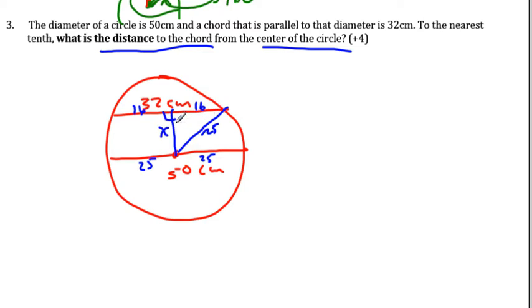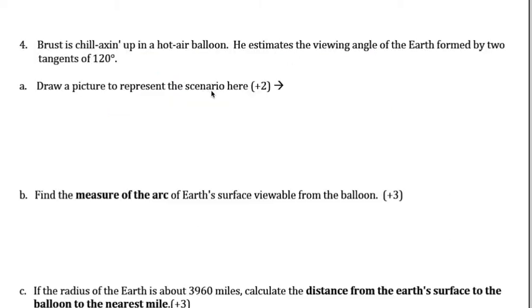So look what we have again, a right triangle. Let's draw the triangle over here. We have, ta-da, 16, x, 25, a squared plus b squared equals c squared. You can find the answer to that one, and you're good to go. Make sure you go to the nearest tenth.